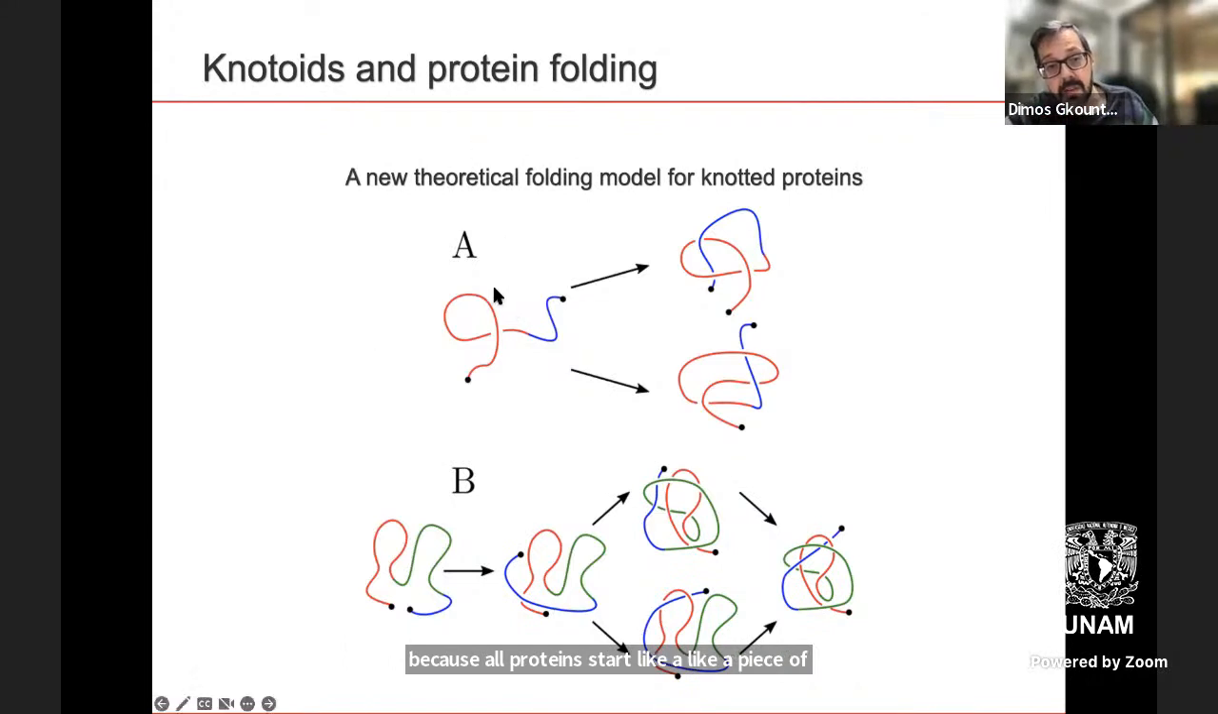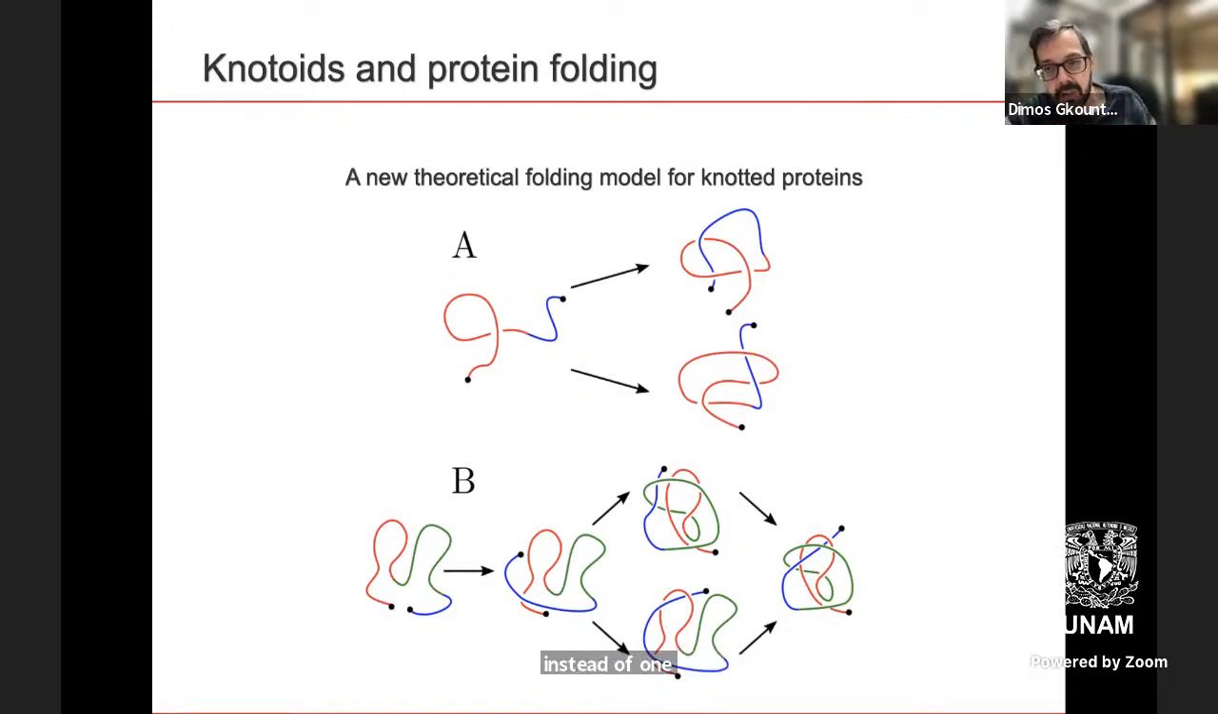It starts like this, then you make a loop, and then you thread somehow the loop, and you create your knot here. So you have the single loop way of doing stuff. And the new approach is that there is a theoretical model that says, okay, probably they make two loops instead of one. One loop goes over the other, and then you thread it.